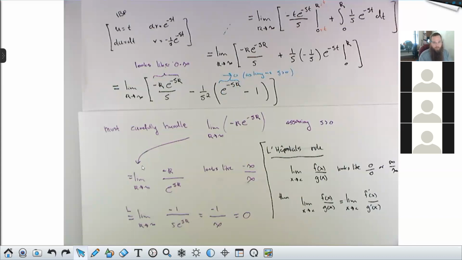All right, you will have to do this on the test. There will be points on the test lost if you don't carefully handle your limits. So it's not at all inappropriate to ask questions.